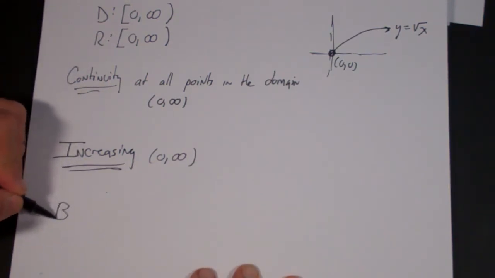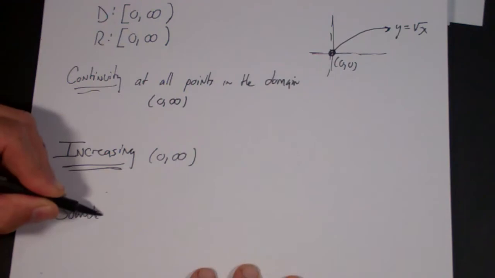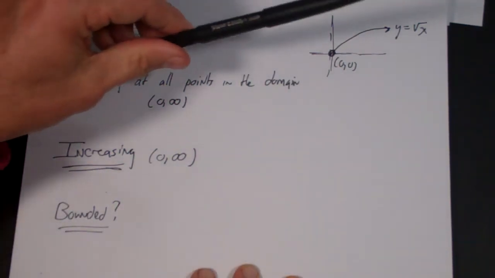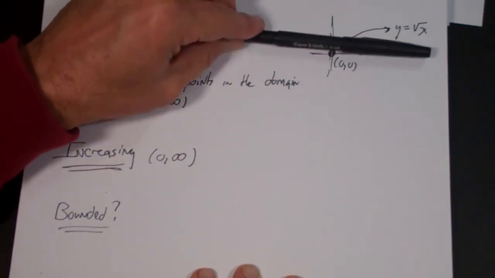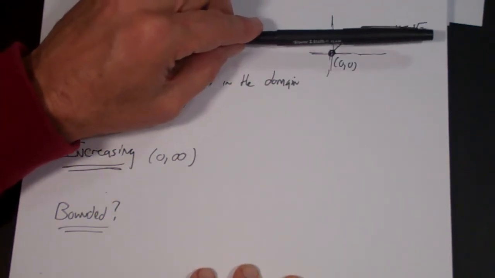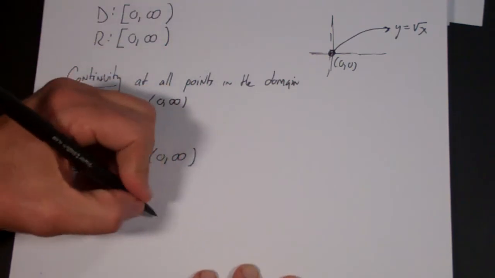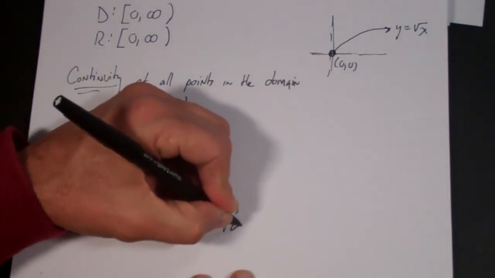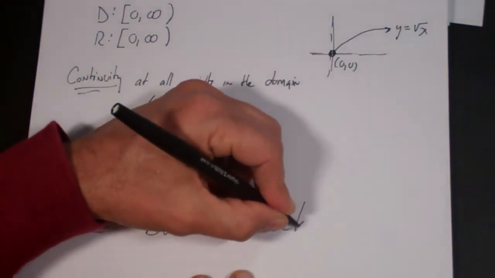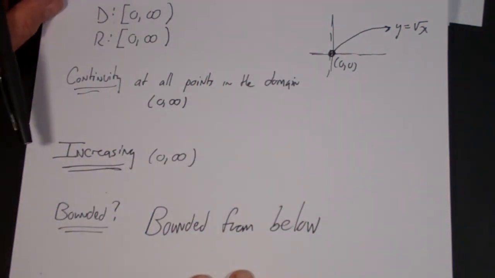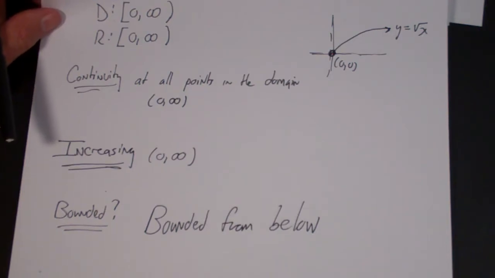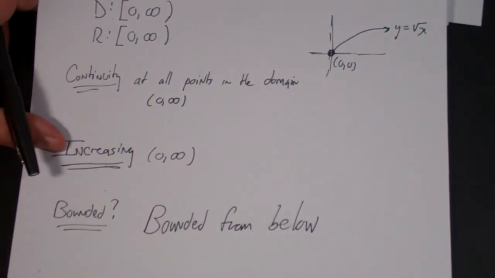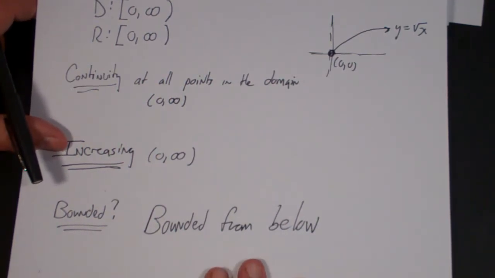And bounded has to do with whether or not there's a max or min value. If you notice, there's no maximum that y equals square root of x can be, but it never is less than 0, so we say it's bounded from below. And those are the first 4 properties. The domain and range, it's continuous at all points, it's increasing at all points in the domain, and it's bounded from below.